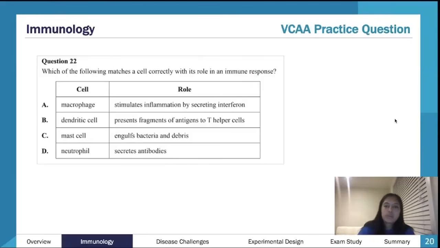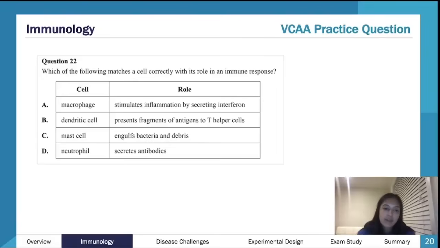Okay, so we'll work through a little practice question. Which of the following matches a cell correctly with its role in an immune response? So basically working through a process of elimination here. Macrophage stimulates inflammation by secreting interferon. No, because the cells that secrete interferon are your virally infected cells. Dendritic cell presents fragments of antigens to T helper cells. That sounds about right, because remember that dendritic cells are a really good APC, an antigen presenting cell.